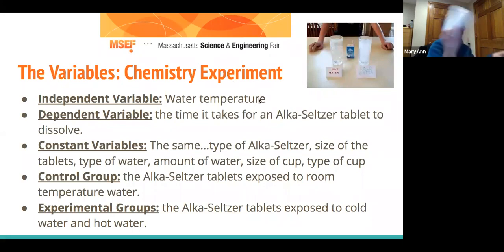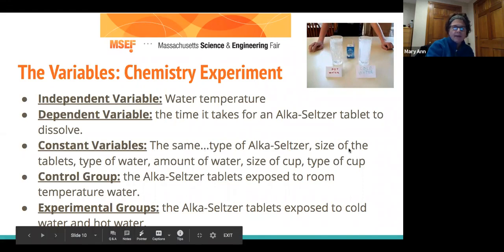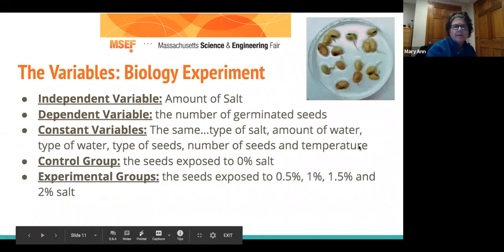So some constants are the type of cup. These are the same type of styrofoam cup, but let me go in order. The same type of Alka-Seltzer, the same size of the tablets, the same type of water. We're going to use bottled water, the same amount of water, the same size of the cups, the same type of cups. We can go on and on with the constants, but identifying 3 or 4 constant variables is good. And I always make the kids list them all or bullet them underneath.